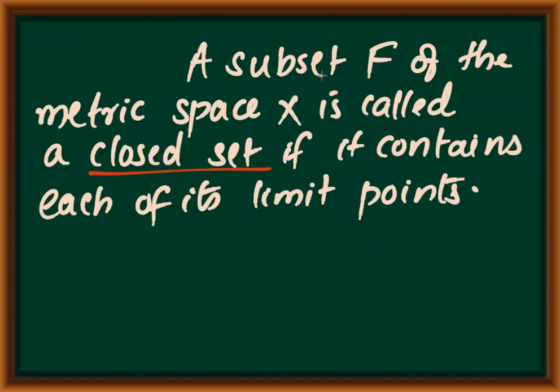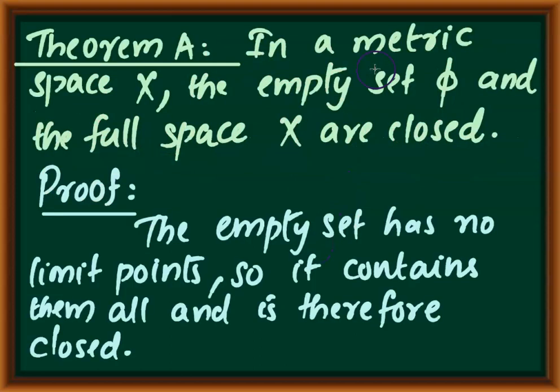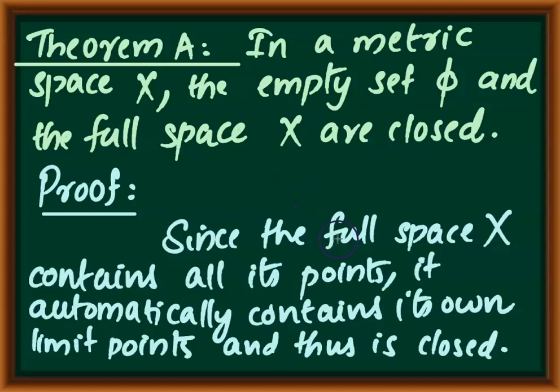Now, a subset F of the metric space X is called a closed set if it contains each of its limit points. First, we observe that both the empty set phi and the full space X are closed. We know that the empty set has no limit points, so it contains all its limit points and is therefore closed. Since the full space X contains all its points, it automatically contains its own limit points and thus is closed.